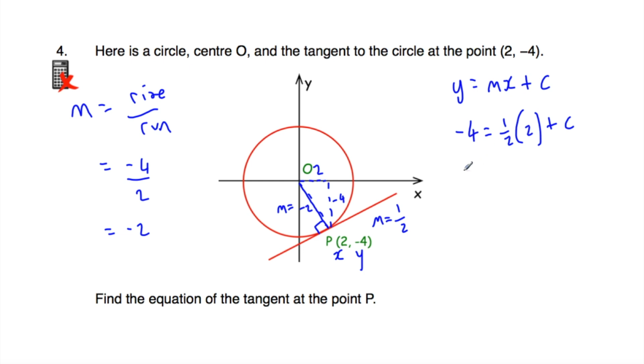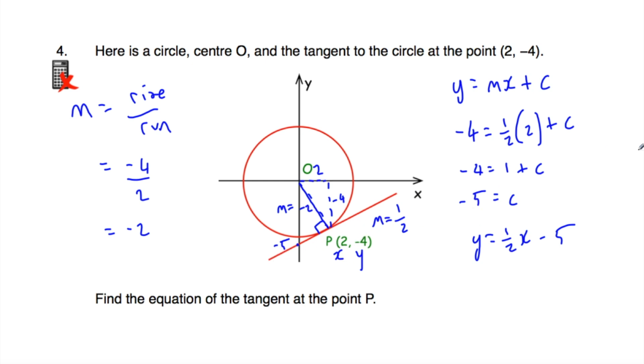So let's work this out. A half of 2 is 1, so we get that -4 is equal to 1 plus c. We want to get the c on its own, so let's take away 1 from both sides. So we're going to get that c is equal to -5. So it crosses the y-axis at -5. So that means the equation of this tangent will be y equals a half x, and then we're going to replace the c with our -5. So that'll be minus 5. And that's it. So that is the equation of this tangent: y equals a half x minus 5.